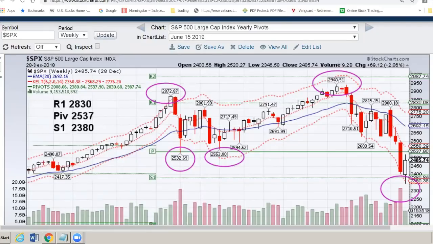So, those numbers are handy, particularly for investors, but they're also handy if you're looking to take a profit, or you're looking to establish a long position. Sometimes looking at these yearly pivots can be pretty illuminating.